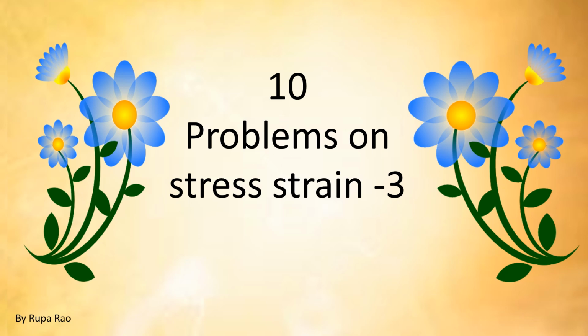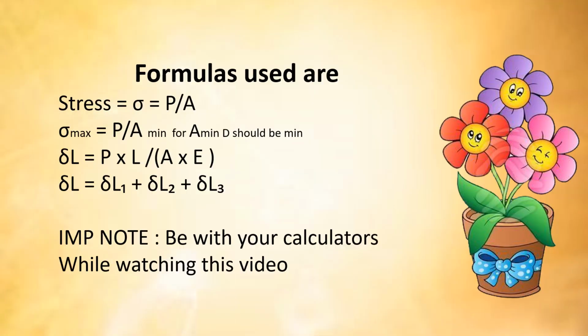This is the 10th video and third video on problems on stress strain. The formulas used here are stress is equal to P upon A and sigma max is equal to P divided by A minimum. If we want stress to be maximum, then the area must be minimum, and for the area to be minimum, the diameter should be minimum. So where the bar diameter is minimum, there the cross-sectional area A will be minimum and stress in that part will be maximum.